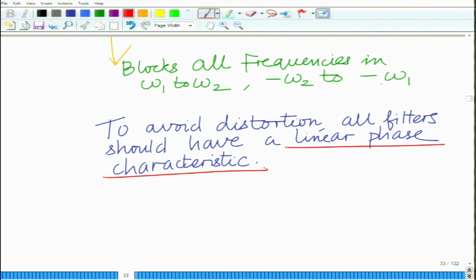Remember, a distortionless LTI system simply attenuates and delays the signal, that is, if the input is x(t), the output is k times x(t minus td), where td is the delay and k is the scaling factor. Alright. So, the magnitude response is k and the phase response is minus omega td, which has a linear characteristic in omega.